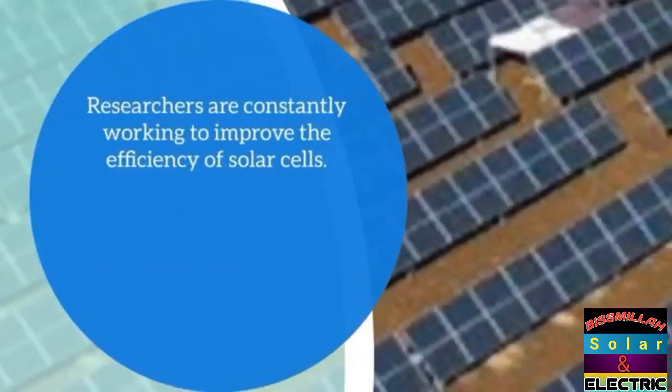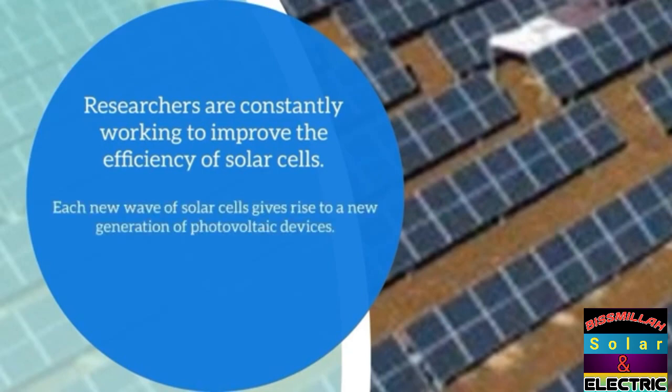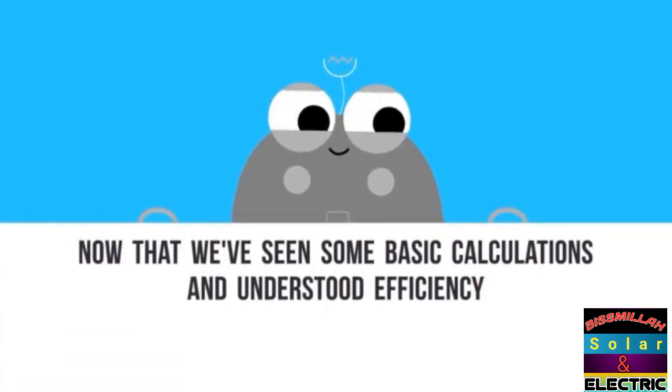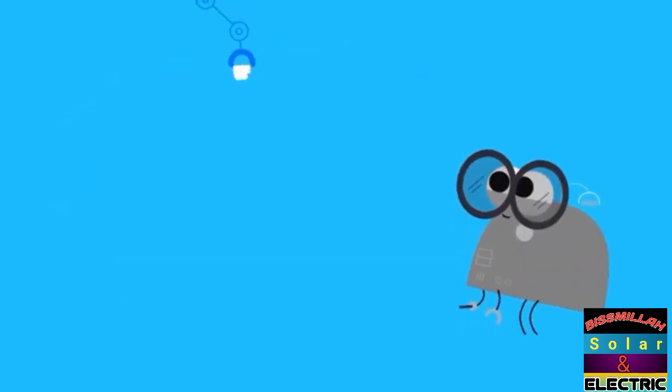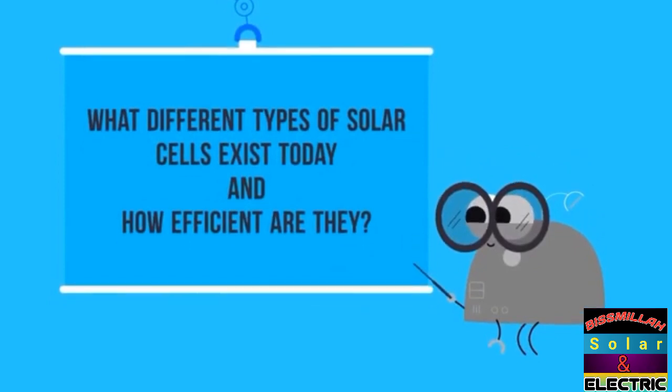Researchers are constantly working to improve the efficiency of solar cells. Each new wave of solar cells gives rise to a new generation of photovoltaic devices. Today, there exist 3 generations. We will learn more about these in this course. Now that we've seen some basic calculations and understand efficiency, we think the time has come to ask the question, what different types of cells exist today and how efficient are they? Find out in our next video.